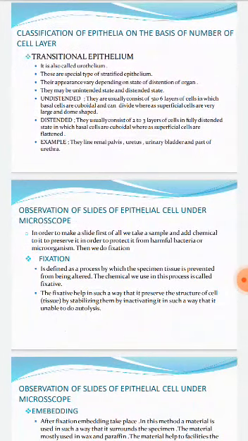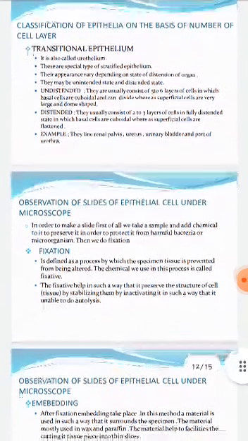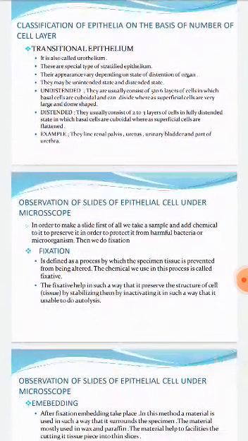Transitional epithelium, it is also called urothelium. The appearance varies depending on the state of distension of the organ. They may be in an undistended state or may be in a distended state. Now, what is distended state? Distended state means that they consist of 2 to 3 layers of cells in fully distended state in which the basal cells are cuboidal whereas the superficial cells are flattened.